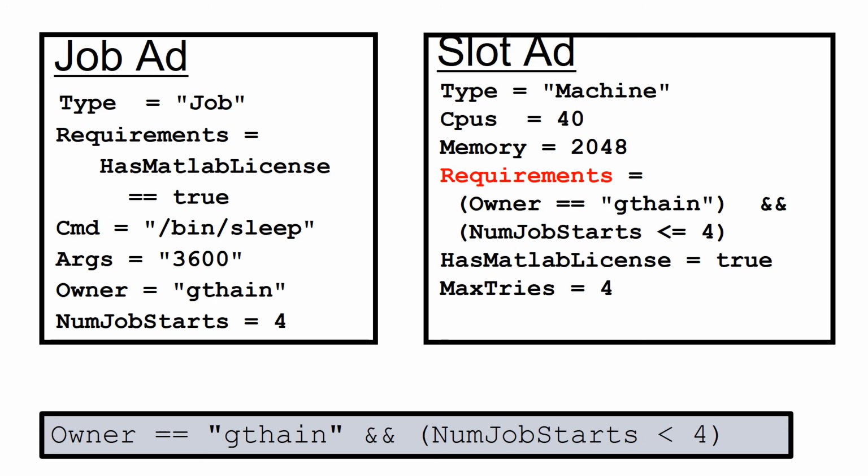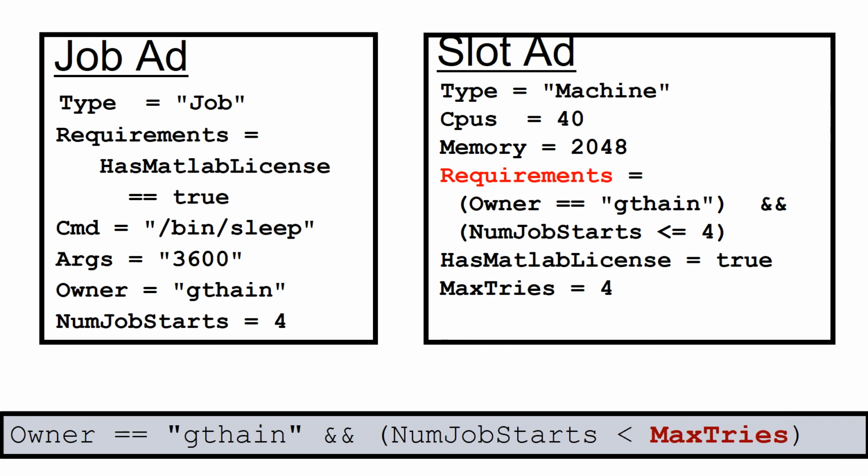Here we have two attribute references, Owner and NumJobStarts, and they both live in the job ad. We can use this to our advantage by giving names to otherwise magic constants. In this case, instead of having the slot ad say NumJobStarts is less than 4, we can say NumJobStarts less than MaxTries, which we define separately in the slot ad. This is more clear, and while MaxTries is a custom attribute, we could also use this to refer to other built-in attributes.